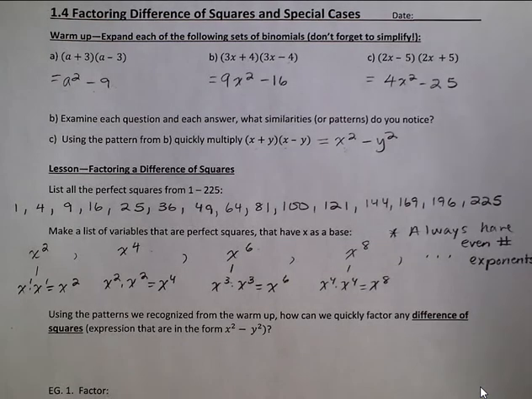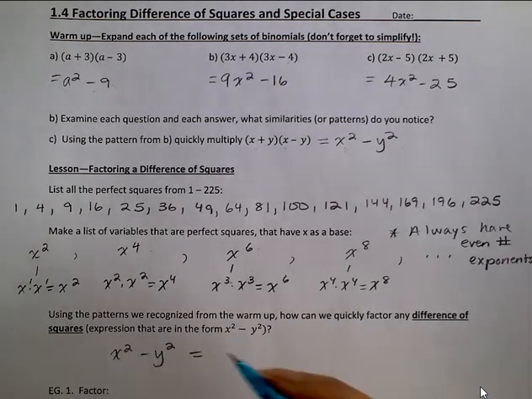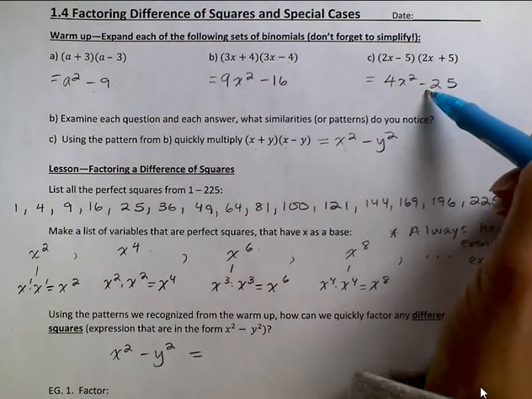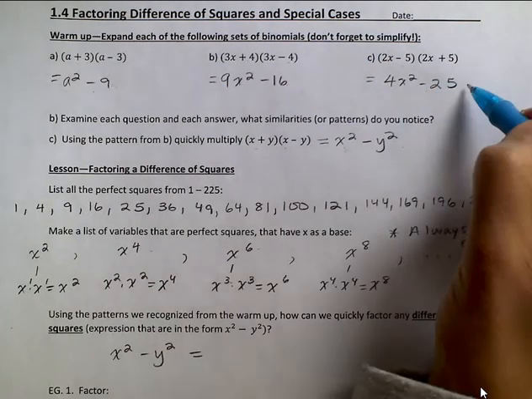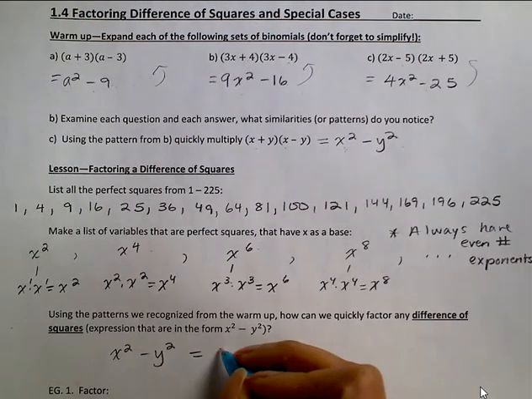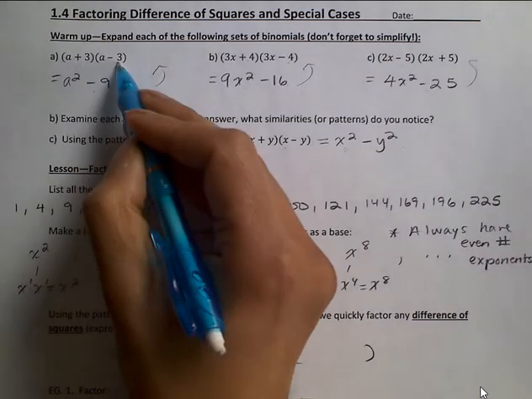So using the patterns we recognize from the warm-up, how can we quickly factor any difference of squares, which is an expression that's in the form of x squared minus y squared? Well, that's easy. If it's in the form of x squared minus y squared, like each of these final answers, if we look back to what the question looked like in each case, there are two brackets, with a plus sign in the middle of one, a minus sign in the middle of the other.